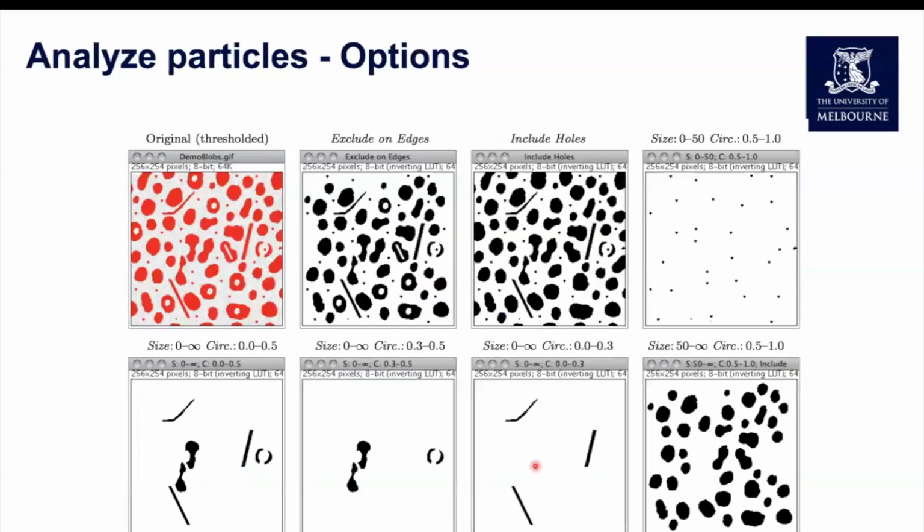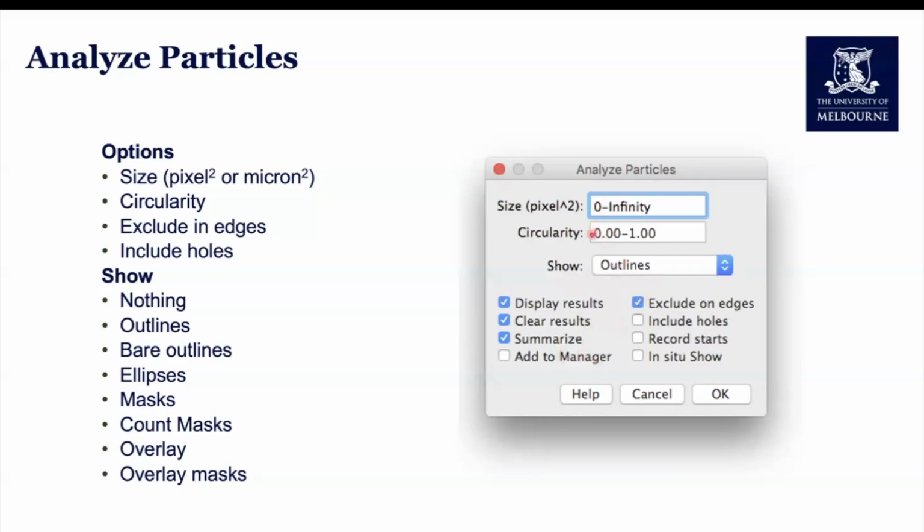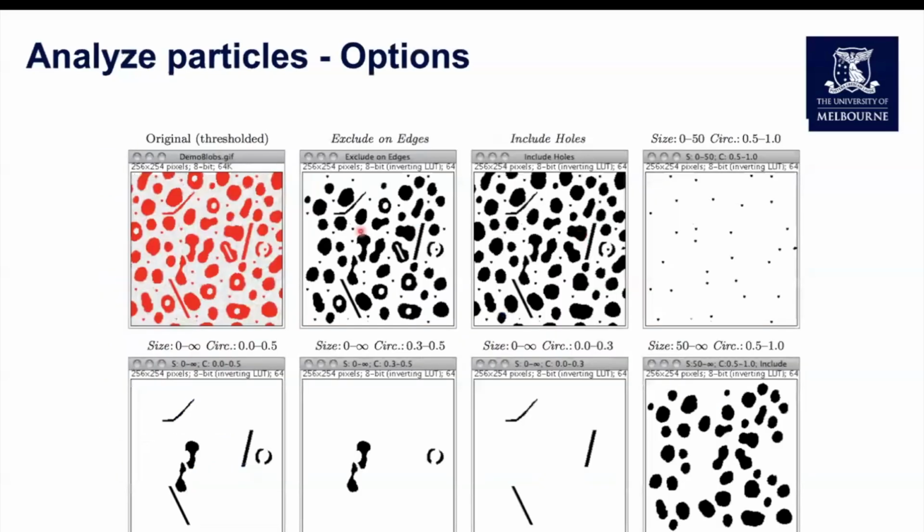So first thing we'll do in this slide is go through some of the Analyze Particle filtering steps, these two based on size and circularity. So this is a demo image available within Fiji called Demo Blobs. And you can see they've got lots of different shapes. This is a threshold that's been applied to those and created a binary mask. In this case, we're selecting the exclude on edges, and you can see anything that's touched the edge of the image is excluded from the analysis.